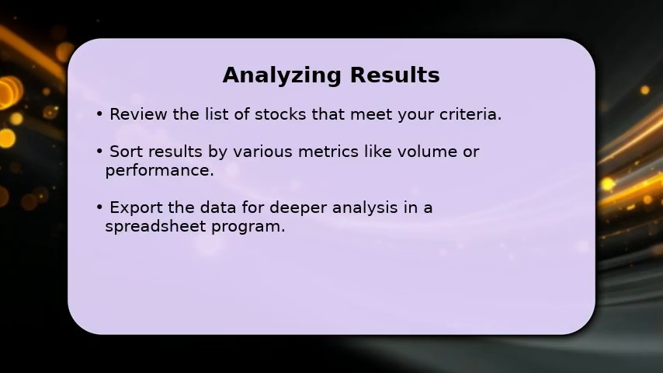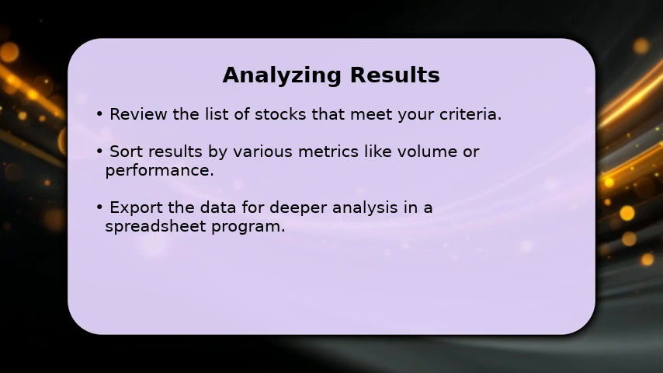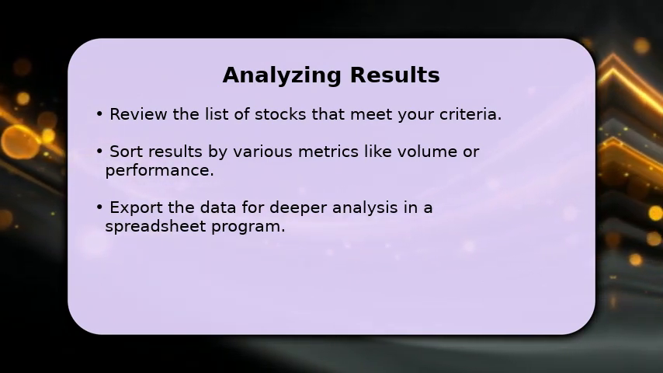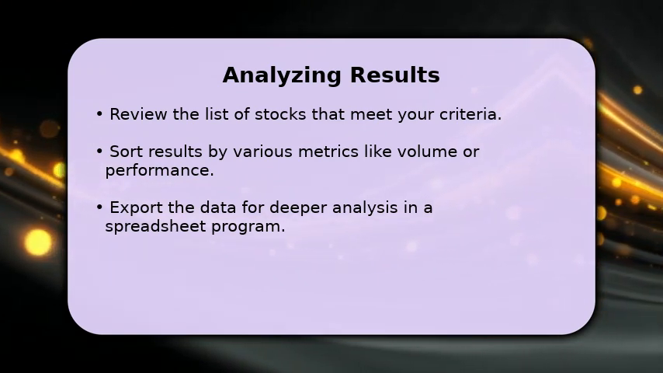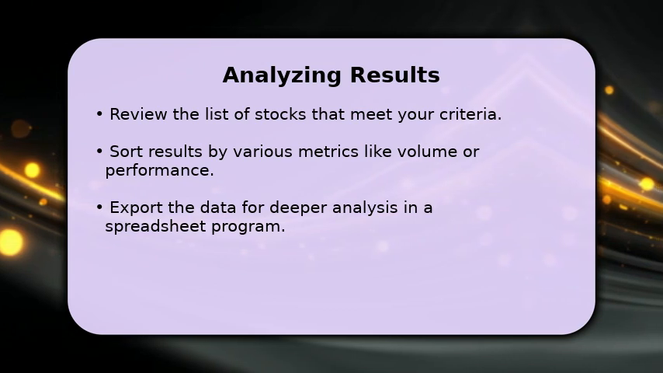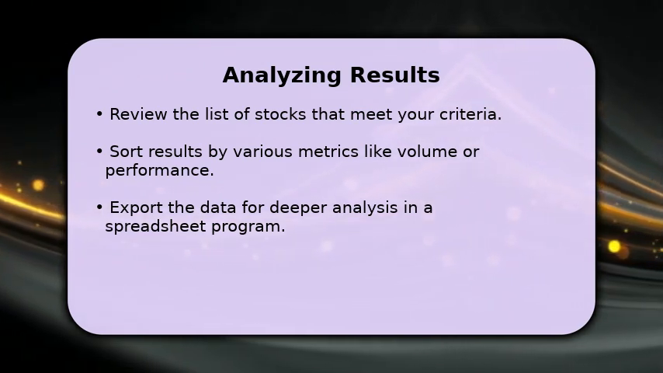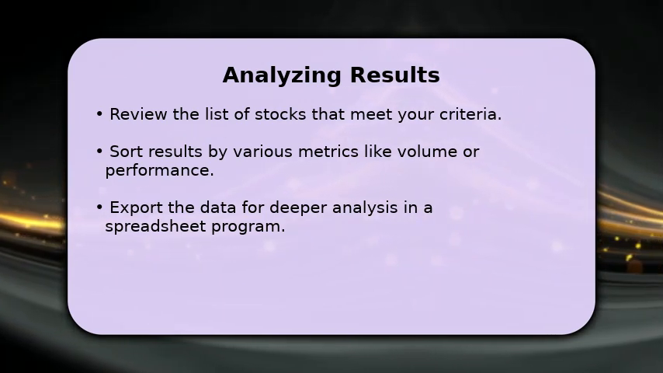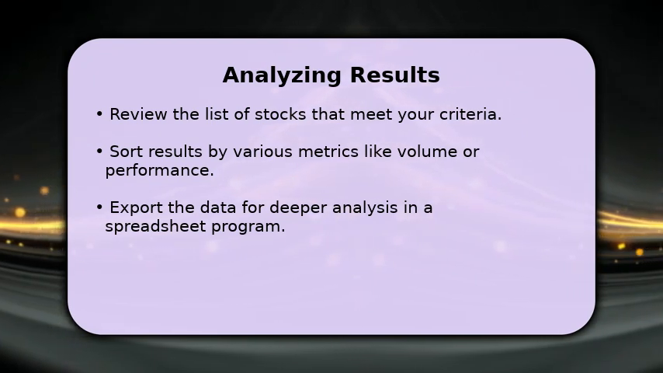Once your filters are applied, the screener will display a list of stocks matching your criteria. You can sort these results by different metrics, such as volume, performance, or dividend yield, to prioritize your review. For more in-depth analysis, consider exporting the data into a spreadsheet program. This allows you to perform further calculations and integrate the information with your personal research methods, making informed decisions.